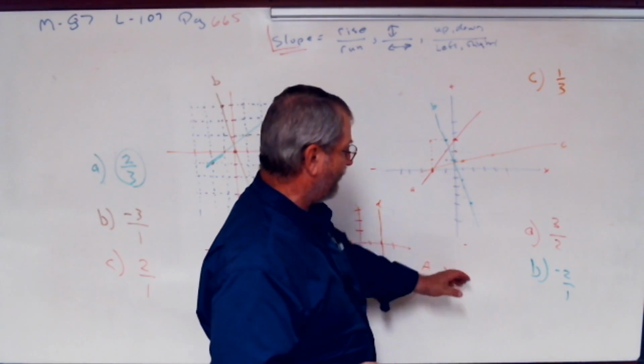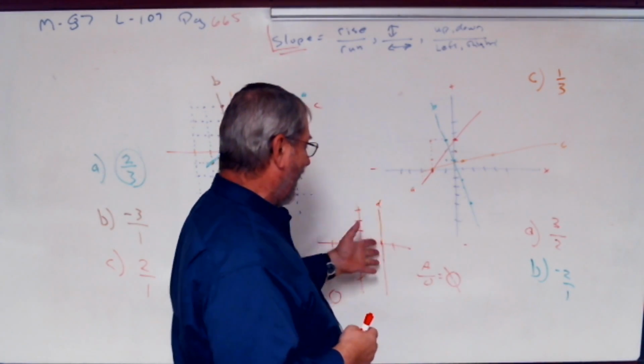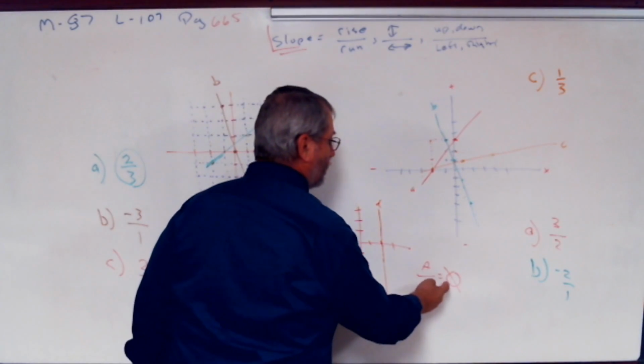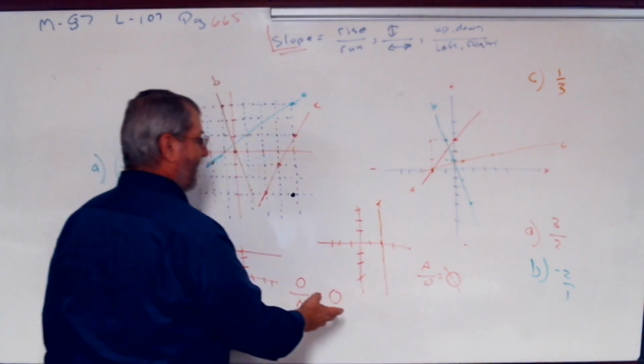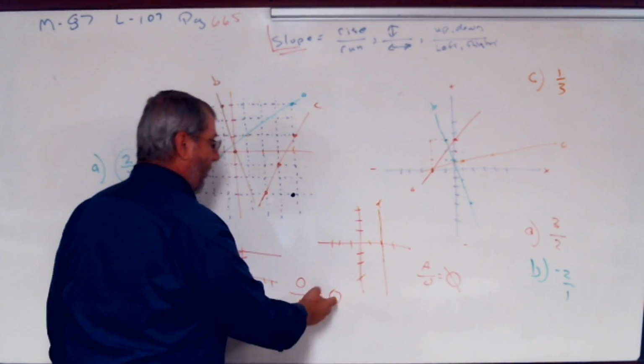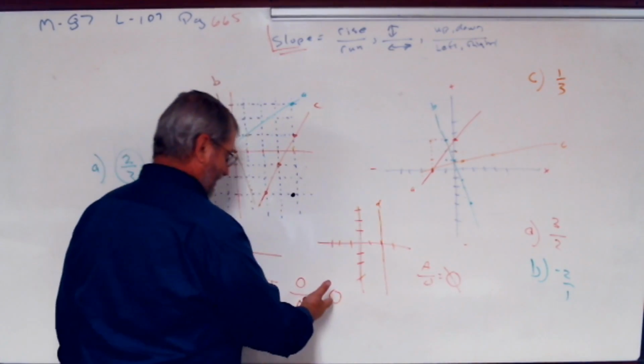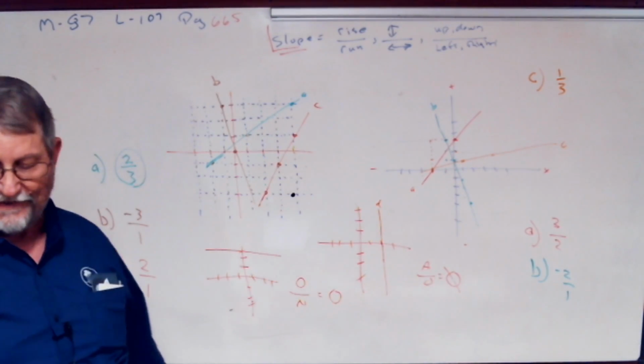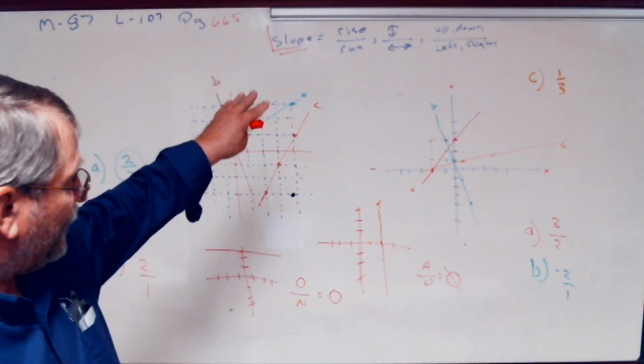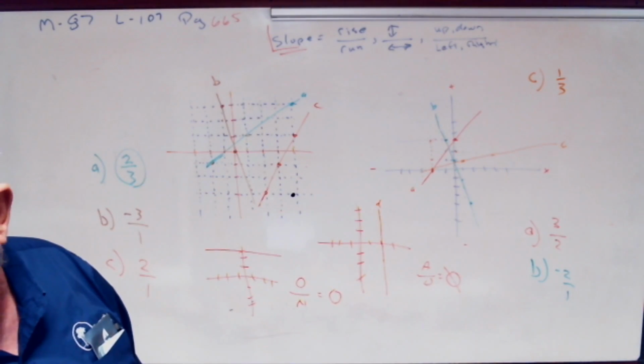This one you can't have. It's not like I can't have the line. It is no slope. No slope exists. This is a slope of 0. Vertical line, no slope. Horizontal line, slope of 0. Please write that down to refer to it. Come back and look at the lesson.